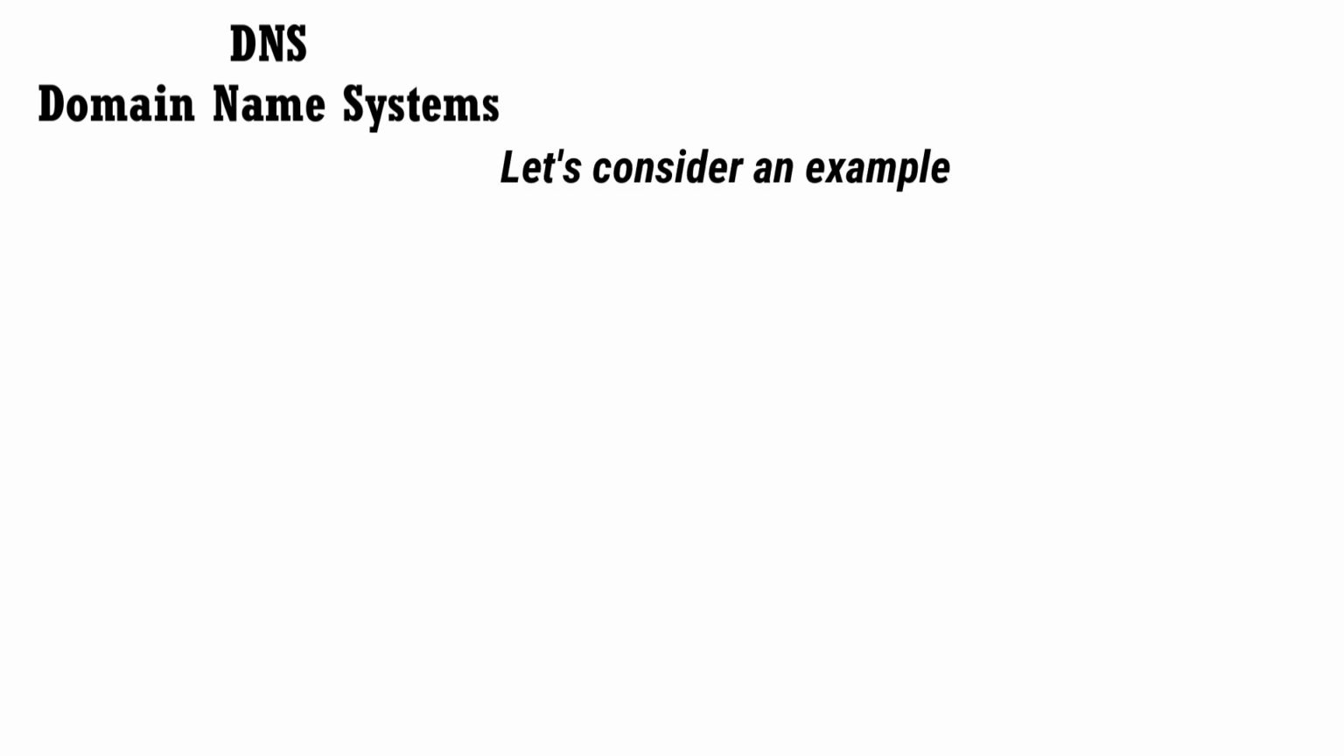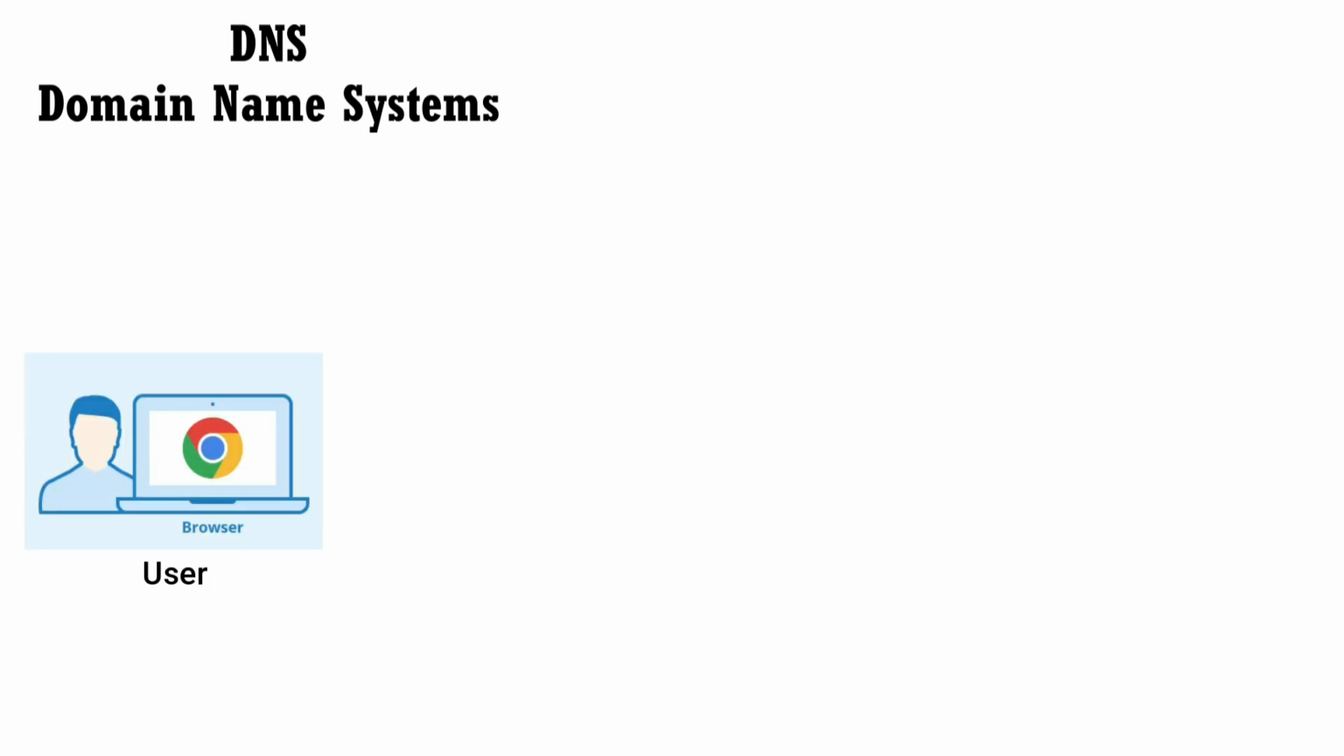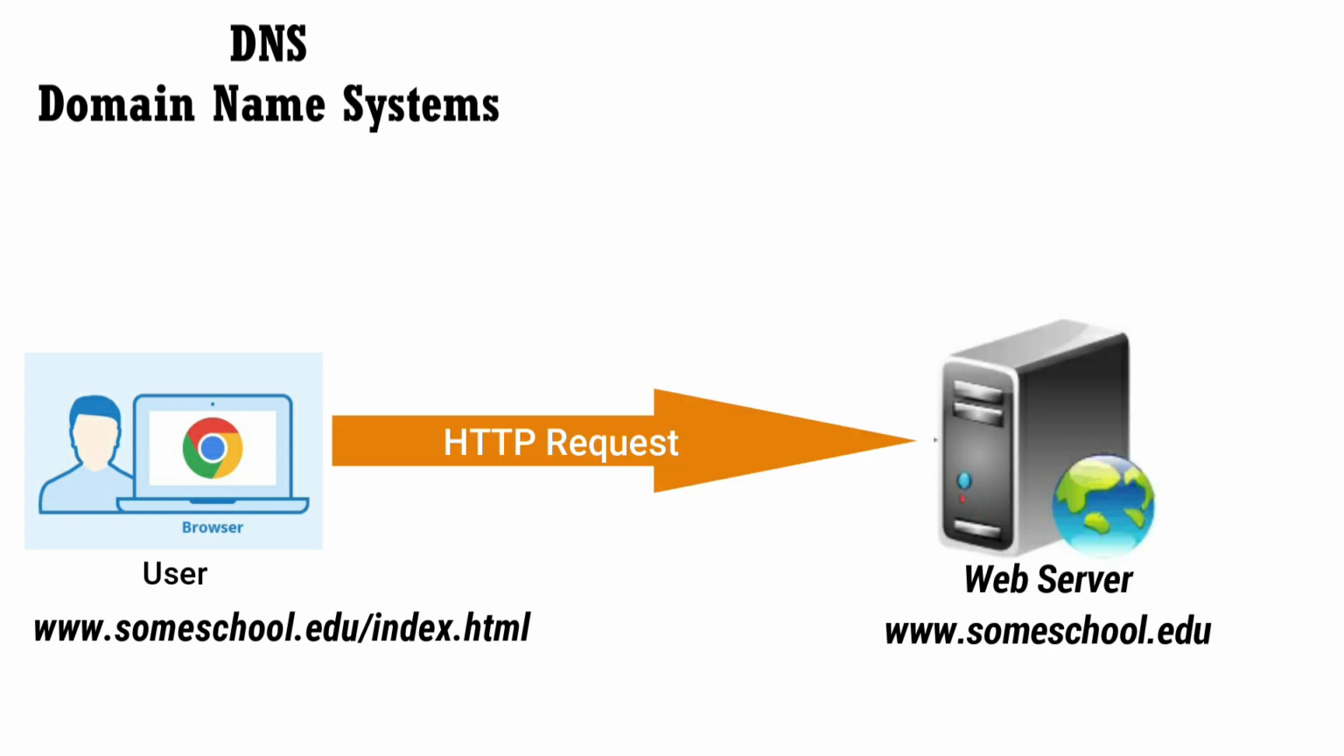Let's consider an example. Consider what happens when a browser running on some user's host requests the URL www.someschool.edu/index.html. In order for the user's host to be able to send an HTTP request message to the web server, www.someschool.edu, the user's host must first obtain the IP address of www.someschool.edu. So this is done as follows.